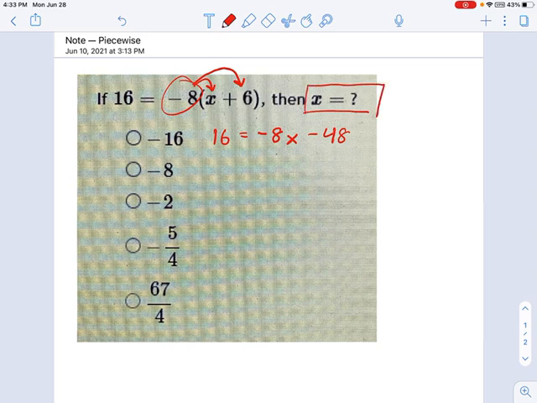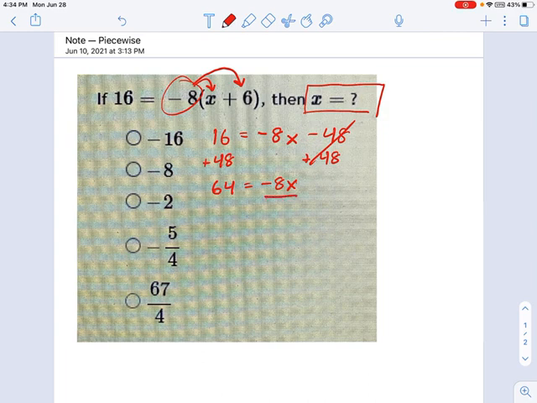So we got rid of the parentheses. That's helpful. Now let's start getting numbers away from the x. We're going to take everything that's not x and put it on the other side. So I'm going to add 48 to each side. And 16 plus 48, well, I sure hope it's 64. I think that's what it is. 64 equals negative 8x. And this negative 48 and the positive 48 cancel out, so you just get plus 0 there. And we're close. I just need one more thing.